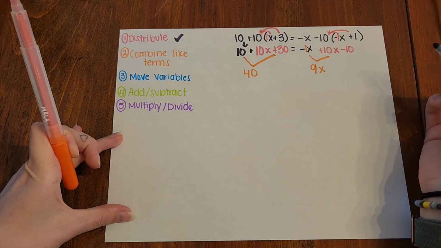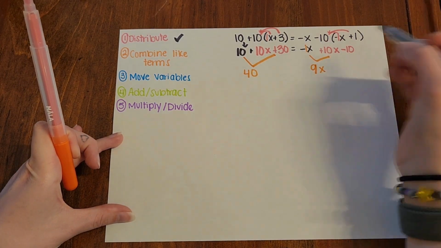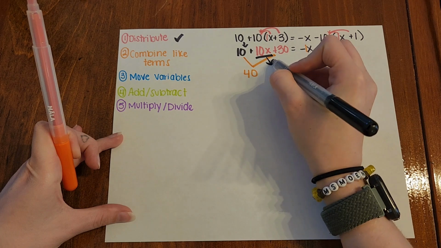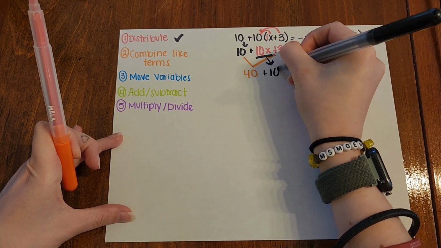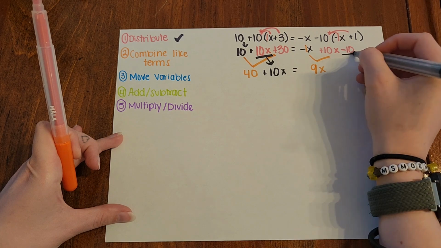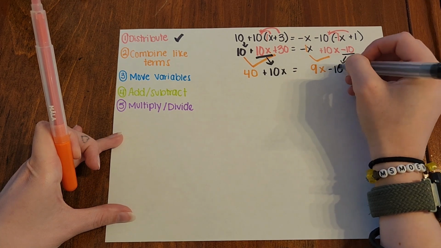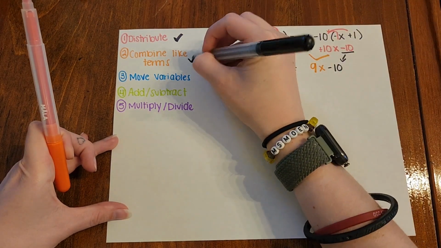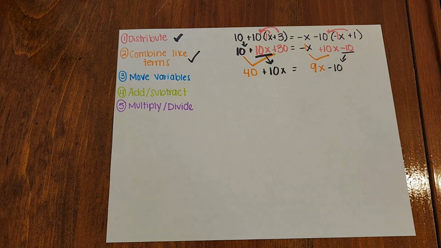Just like we did for the first step, we're going to bring down everything else that we didn't use. We didn't use this 10x, so I'm going to bring that right down next to the 40. I'm going to bring down our equal sign, and we didn't use this negative 10, so I'm going to bring that right down next to the 9. And that is our second step of combining like terms.